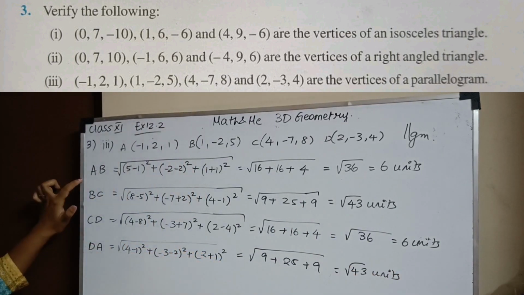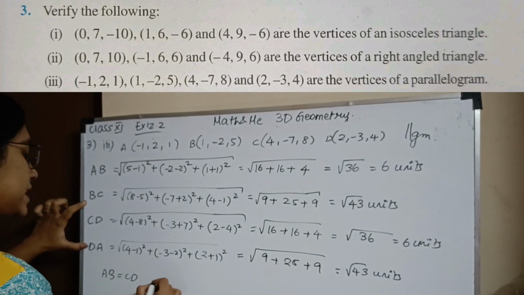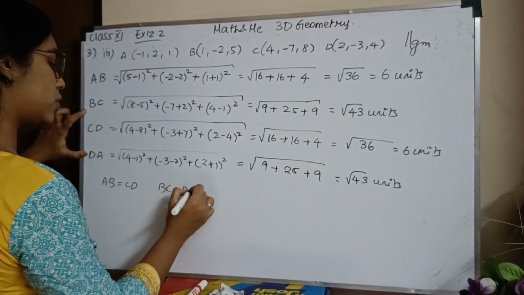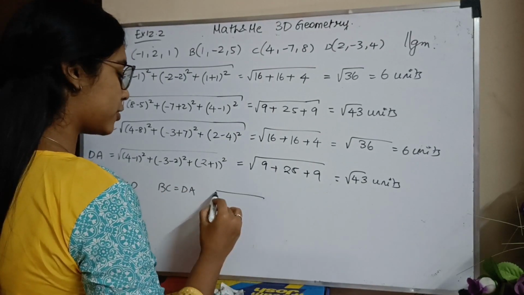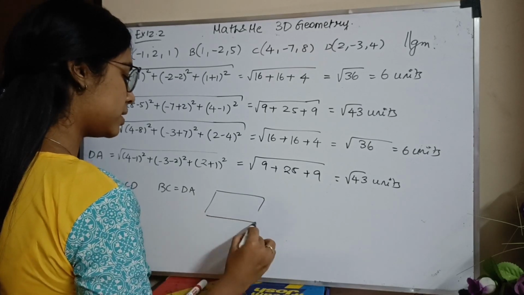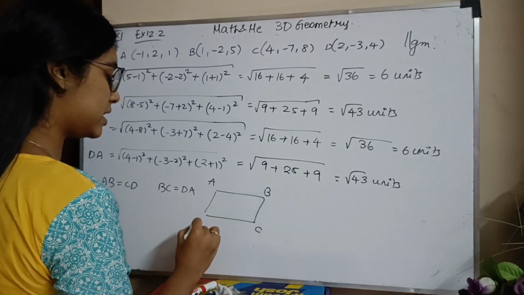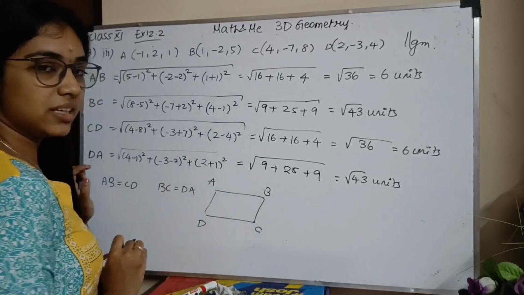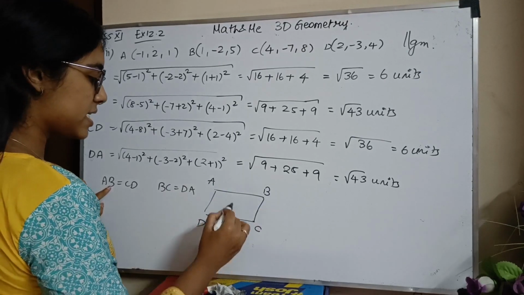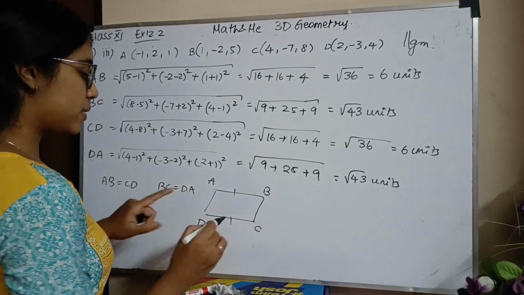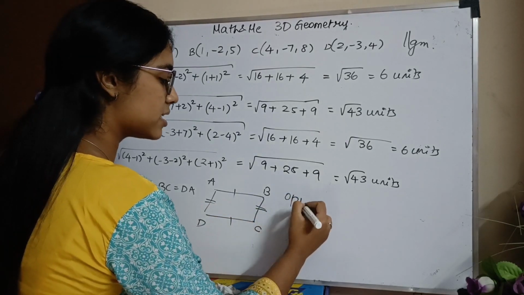So what do I have? AB equals CD and BC equals DA. Okay, so I have two pairs of sides equal, and they are opposite sides, not adjacent. So I have a parallelogram. The vertices are cyclic, so I have A, B, C, D. AB equals CD. These two sides are equal. BC equals DA. So I have the opposite sides are equal.